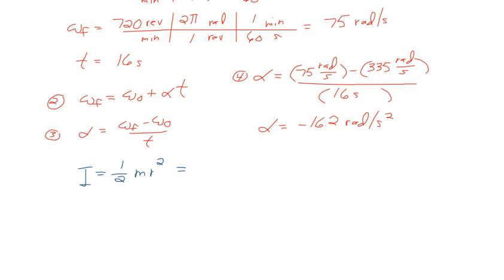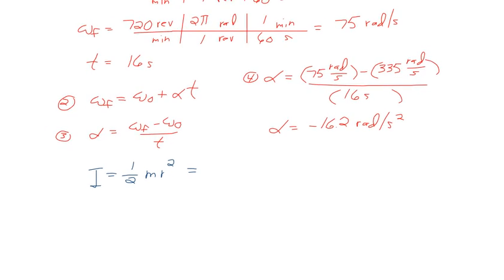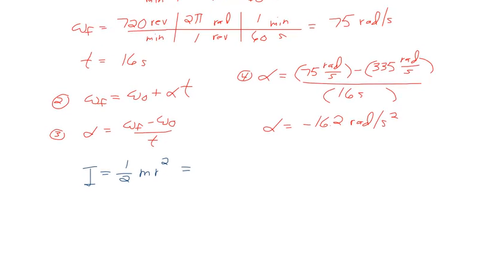I know I'm running out of time, so I'll just explain it. They gave us the mass and the radius, so plug those in, and that'll get us the I. Then you take the answer for alpha and multiply it by that, and that'll get you the torque. All right? I don't need to do that. You know what to do next, right? Okay, so, oops.